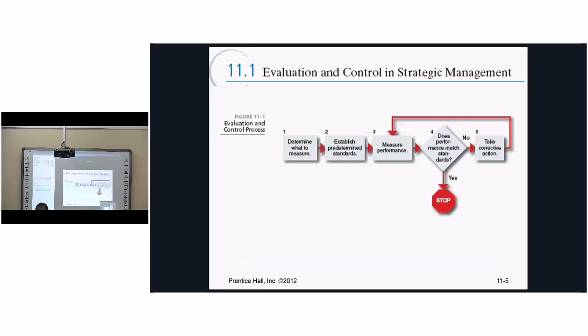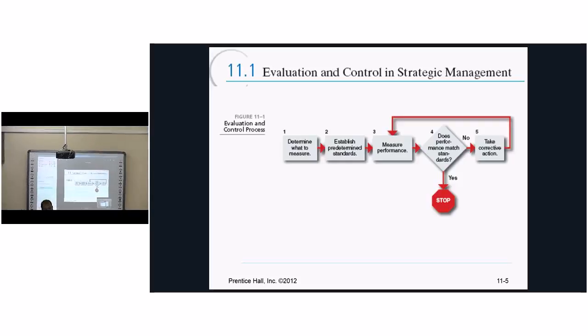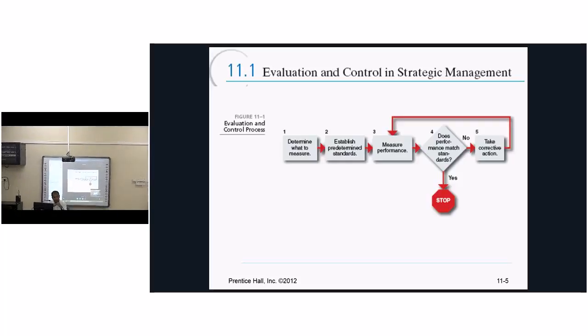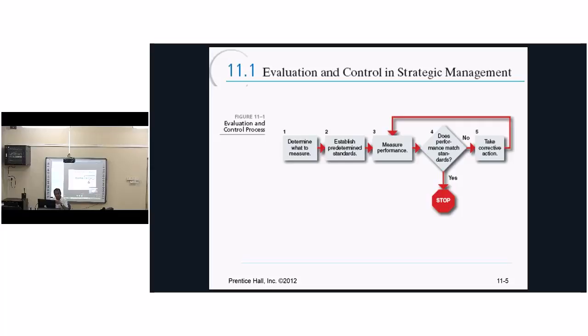Now, for example, if the standard is 15 kilos and the actual result is 20 kilos, you know, okay, your child is slightly overweight. At the same time, if the standard is 15 and your child's weight is 10 kilos, you can say that particular person is underweight. So we can make conclusions out of it only if we have a standard. So the second step is establish predetermined standards.